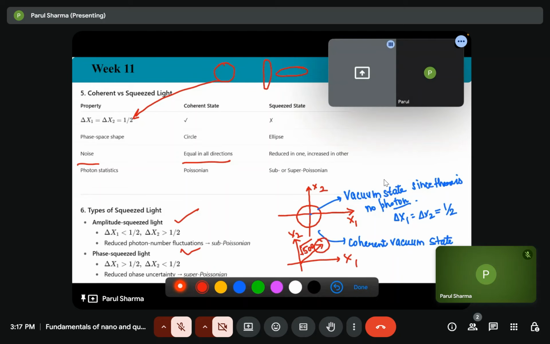Now when we will try to squeeze it, so we saw that Q and P are related to the electric field. So it's a coherent vacuum state, whereas it is a normal coherent state.